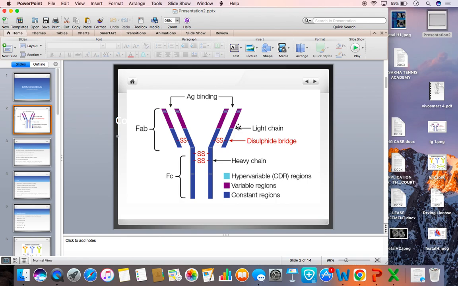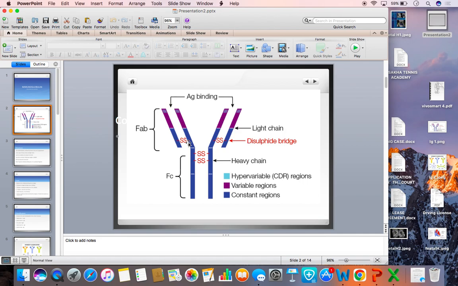So what are the properties of heavy chain and the light chain? Each heavy chain and the light chain, they have FAB segment and FC segment. What is FAB segment? FAB segment means fractured antibody segment. FC segment is crystallized fragment. FAB segment has got the variable region and the constant region.